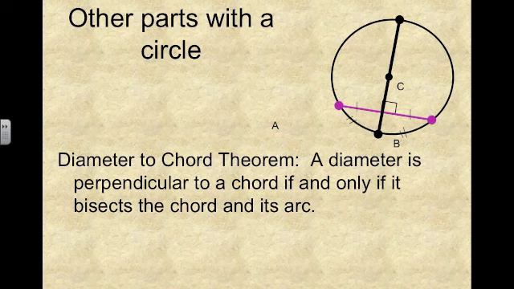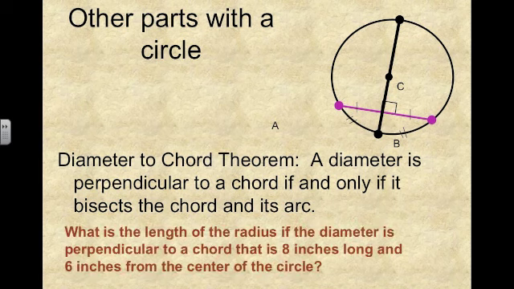So let's start with a diameter to chord theorem. A diameter is perpendicular to a chord if and only if it bisects the chord and its arc. So in this particular case, my A and B are in the wrong locations. This diameter in the black line will bisect my arc AB if and only if it cuts it in half, it's perpendicular, and it cuts the arc in half. It has to do all of that.